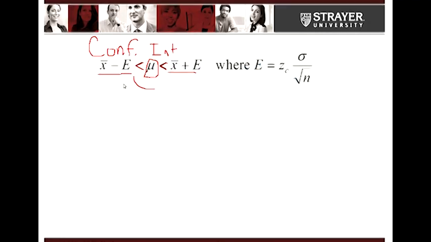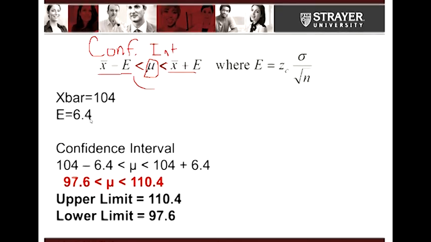So then on our confidence interval, we've already calculated our E, and X bar is 104. E, the margin of error, is 6.4. So your confidence interval is from 104 minus that margin of error up to 104 plus that margin of error. So the confidence interval is 97.6 to 110.4. So your upper limit is 110.4 and your lower limit is 97.6.